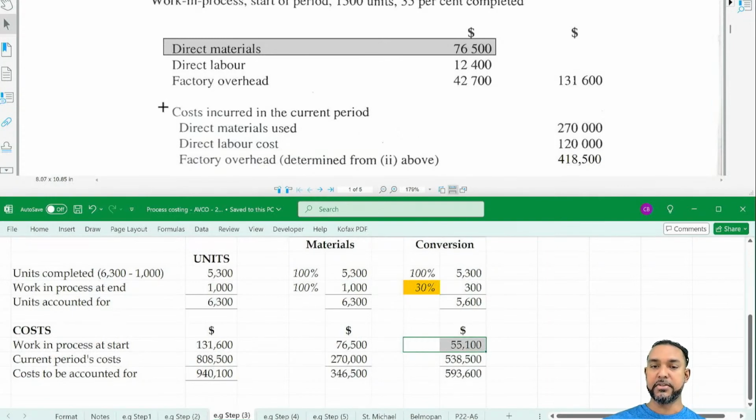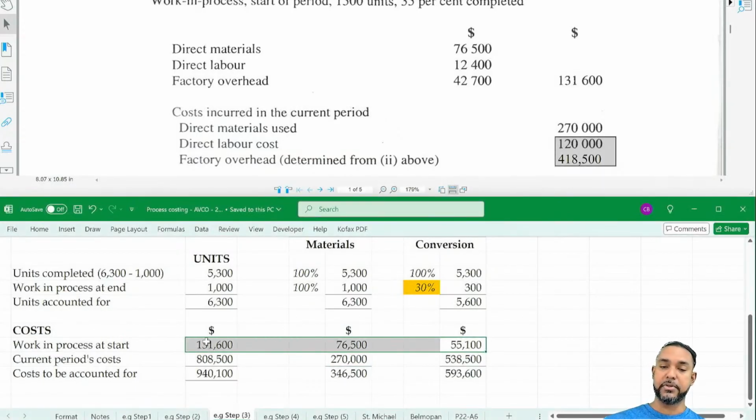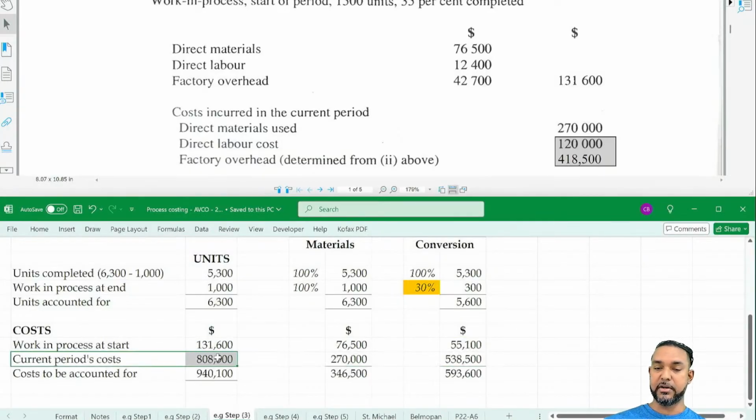For the cost incurred in the current period, the materials is 270. So that's this piece here, 270. And then when we add the 120 and the 480, that's 538.5. And then we add going across to get the totals for the costs for work in process at start and for the current period cost. And then you add down. So it's a kind of right to left working.